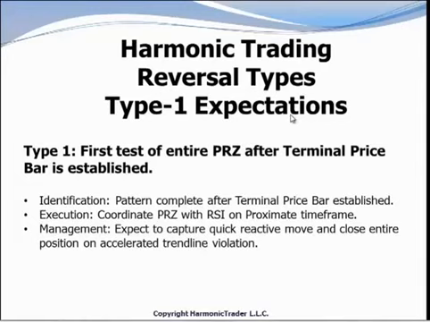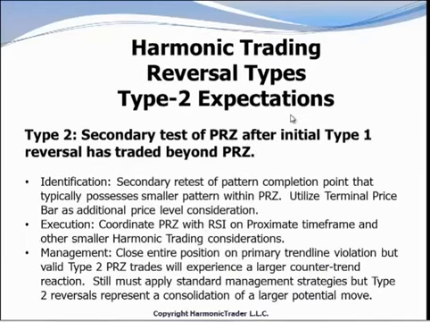With the type 1 reversal, the first time a pattern's completed, that's really the true power within harmonic trading, where we get that quick, natural, reactive move. We identify the structure properly. That's why our identification rules are so strong and so powerful, because at a minimum that puts us in the right price level for that natural reactive pullback.